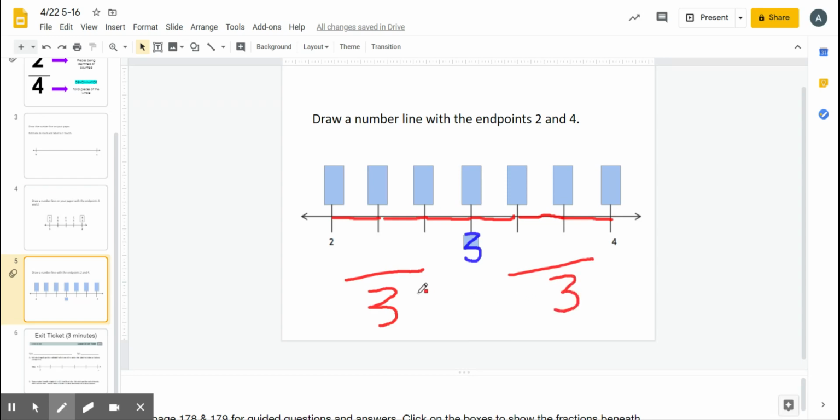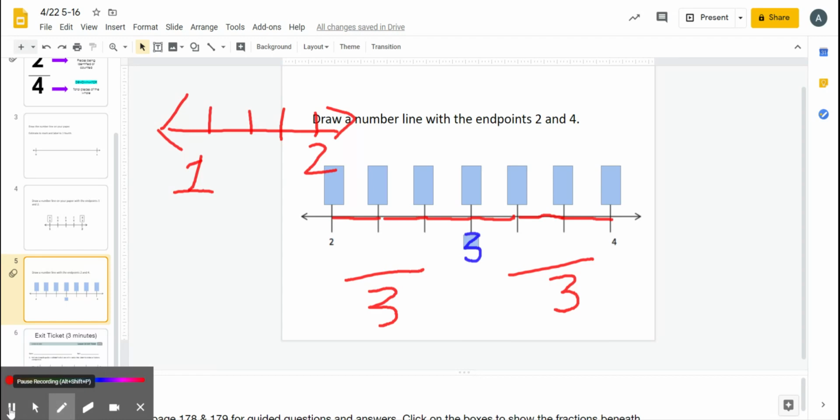So that means our denominator here is 3 as well. So now let's look back. So if this is 3 as our denominator, we need to take a step back. What would the fraction be if our number line started at 1 and went to 2? So think for a second. If our number line started at 1 and was broken up into 3 pieces and stopped at 2, what would be the fraction for these whole numbers?